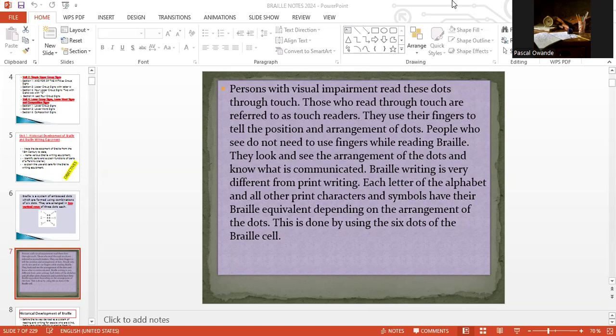They use their fingers to tell the position and arrangement of dots, and people who see do not need to use fingers while reading Braille. So they look and see the arrangements of the dots and know what is communicated. And therefore, Braille writing is very different from print writing. And each letter of the alphabet and all other print characters and symbols have their Braille equivalent depending on the arrangement of the dots. And this is done by using the 6 dots of the Braille cell.